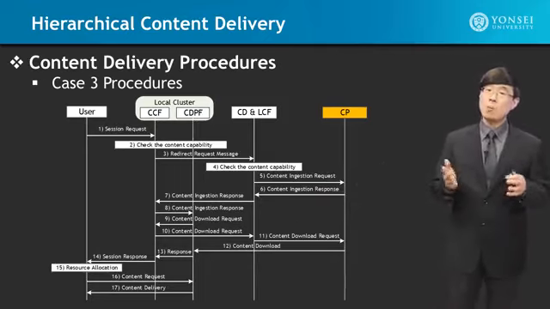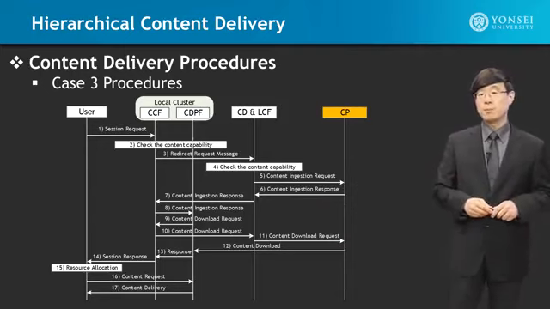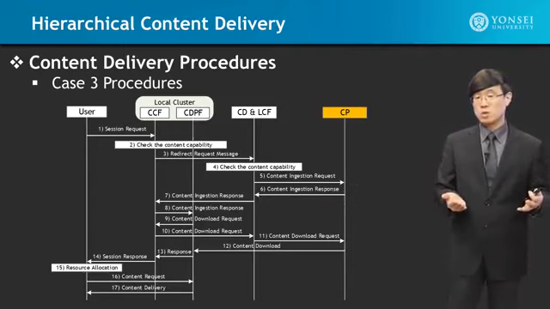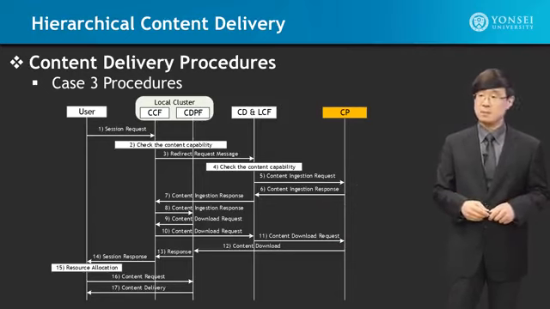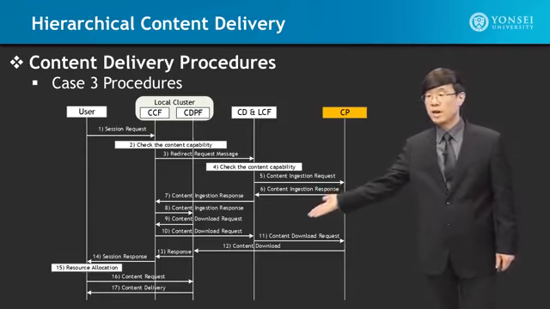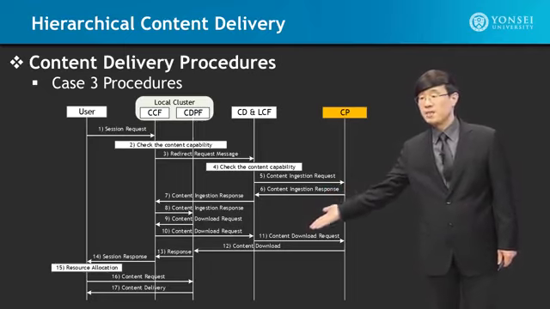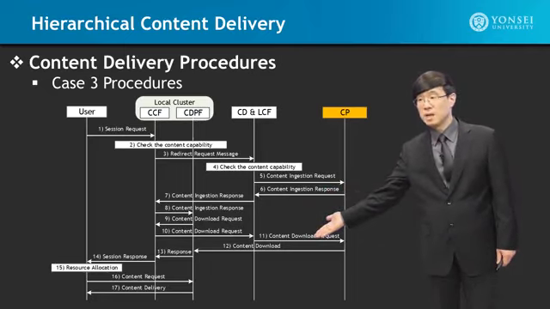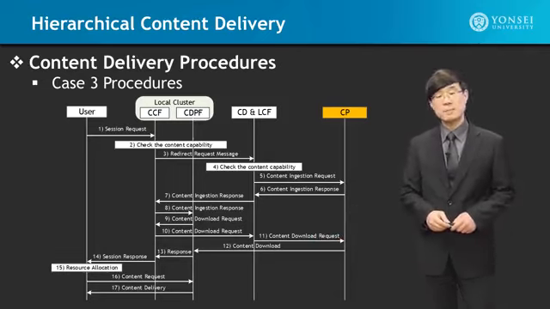The user will open up its memory to do resource receiving of future packets. That is the resource allocation mechanism you see in step 15. Then it will make a content request to the local CDPF, and the content delivery will be sent to the user in step 17.